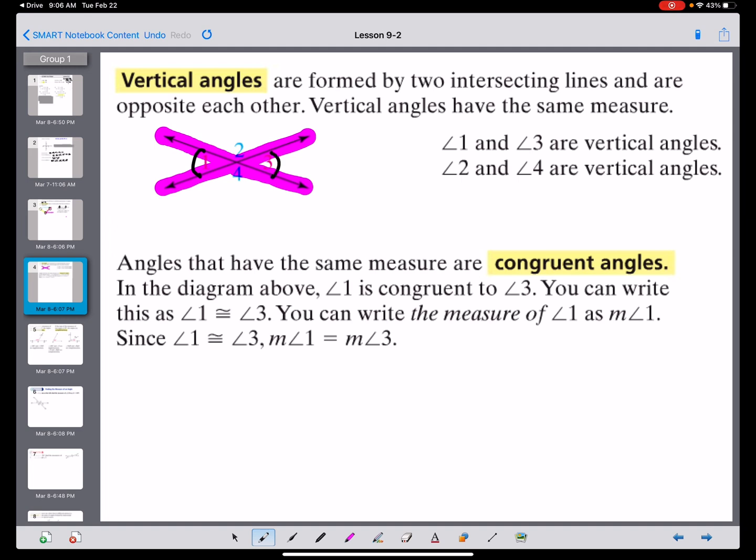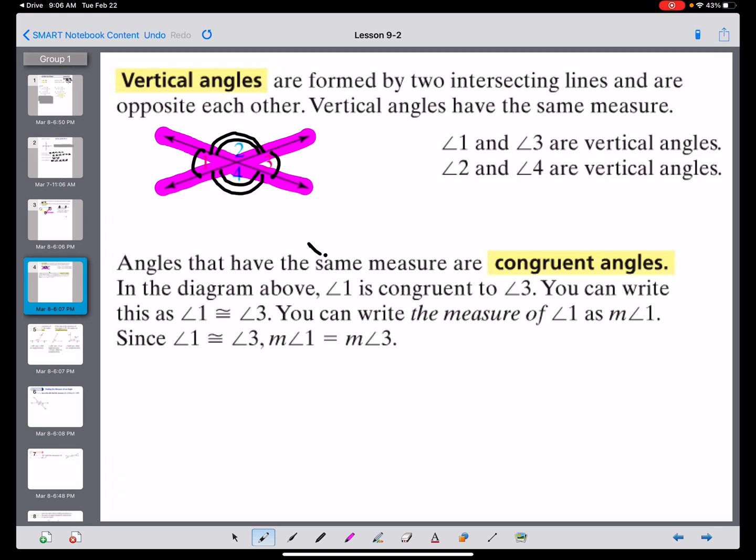Vertical angles have a unique situation in that vertical angles have exactly the same measure. They are congruent. Now, angle 2 and angle 4 are also vertical angles. So that would be this angle here, angle 2 and angle 4.